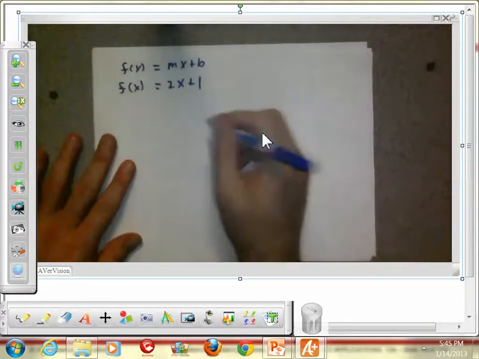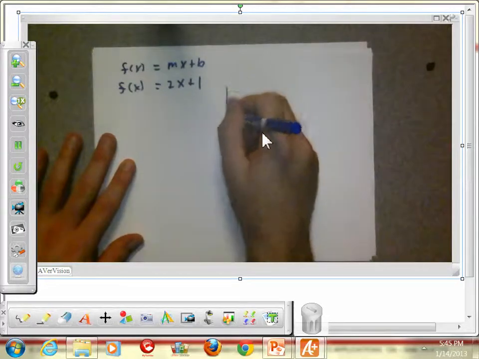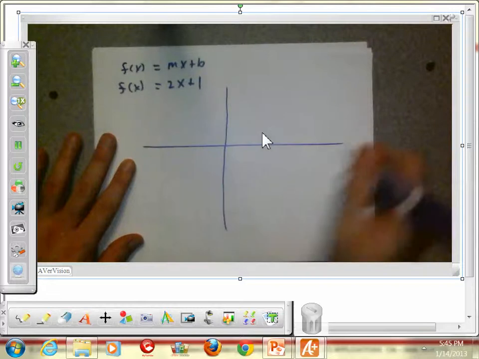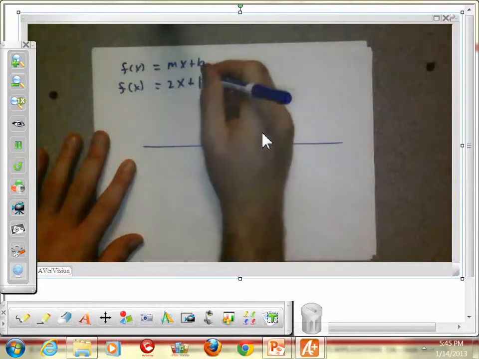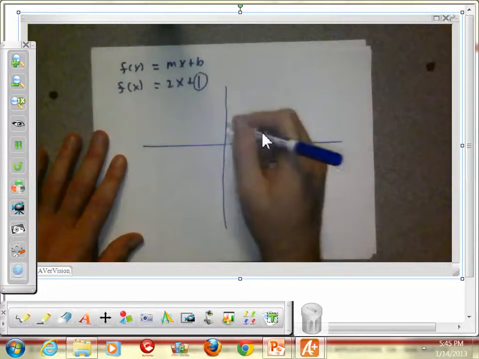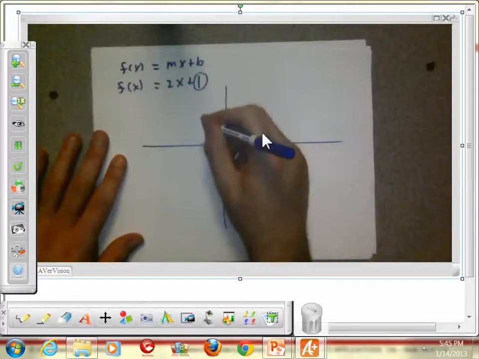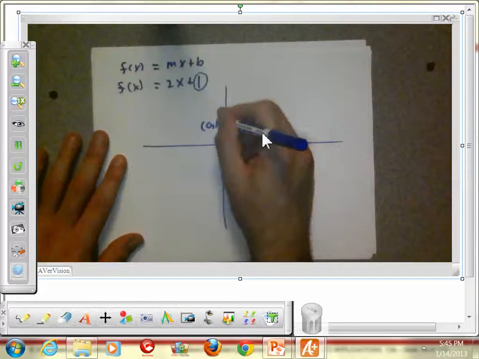Okay? So that means that if I draw this out, again, that's the y-intercept, right? So it's just where we start the line essentially. So it means when x is 0, the y value is 1, so this is the point (0, 1).